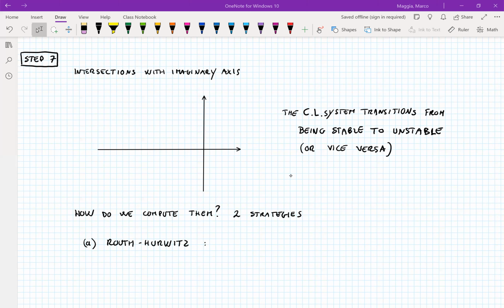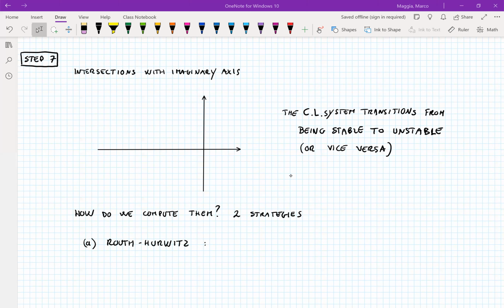And now, in step number 7, we are ready to find the intersections of the root locus with the imaginary axis. In the example that we were seeing last time, we are predicting that the root locus will cross the imaginary axis. So how do we find exactly such intersections?